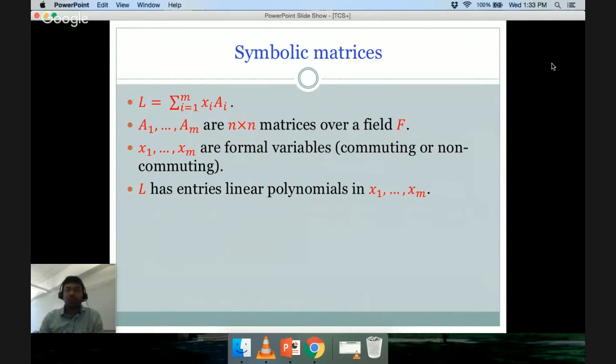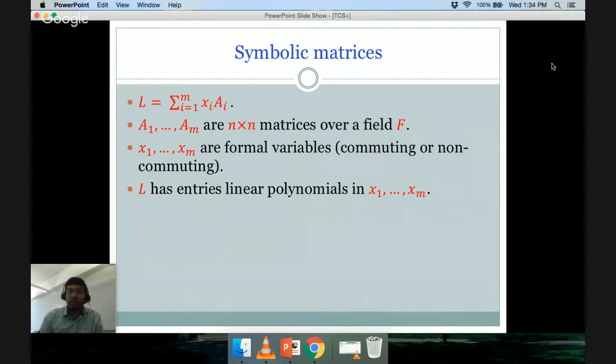Symbolic matrices. So we look at matrices of the form L = summation x_i A_i. A1 to Am will be n by n matrices over some field F, and x1 to xm will be formal variables. They might be commuting, or in our setting they will be non-commuting. The matrix L has entries which are linear polynomials in x1 to xm. An alternative way to view L is that its entries are linear polynomials in these formal variables.